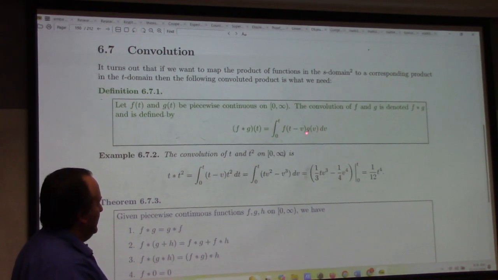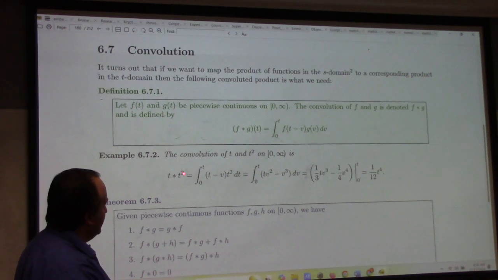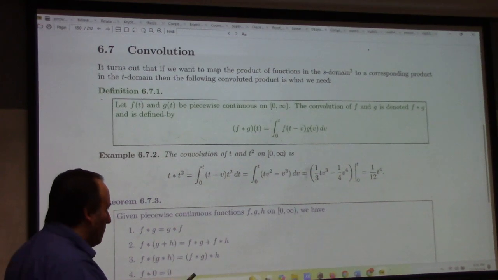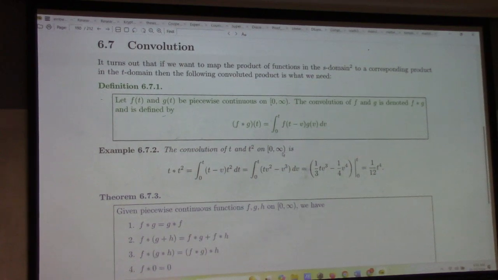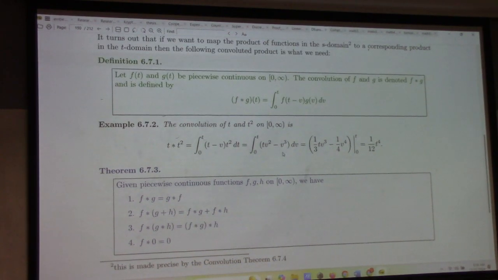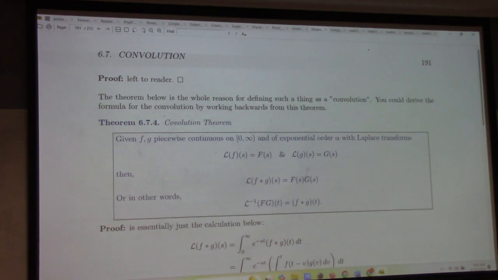For example, if you calculate the convolution of t and t squared, you do the integral, and it works out to 1/12 t to the 4th. Happy day. And convolution has lots of nice properties. It's commutative. It obeys nice linearity properties. It's also associative. Convolution with the zero function gives 0. But the main use of the convolution for us is the convolution theorem.